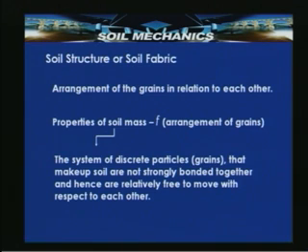So, the arrangement of the grains in relation to each other is defined as soil fabric, and the properties of a soil mass are a function of the arrangement of the grains. The system of discrete particles that make up soil are not strongly bonded together and hence are relatively free to move with respect to each other.